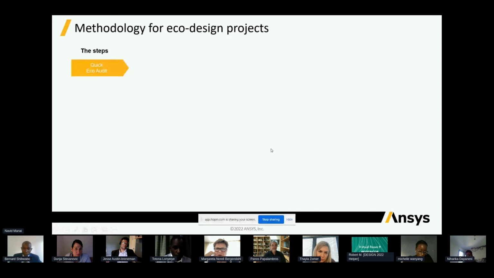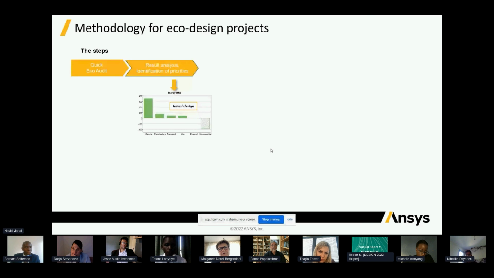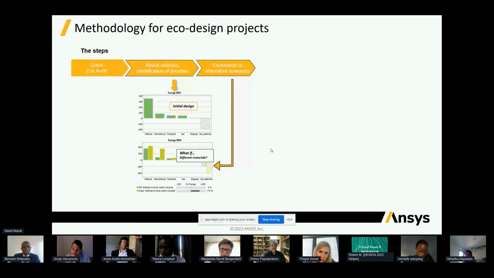So as a typical, this is my last slide, as a typical methodology that can be used for eco-design projects, what is typically used by academics is that students, when they are running these eco-design projects, can run a quick eco-audit with which they would be able to identify which phase of life of the product has the most significant impact on the environment. They can quickly analyze what-if scenarios and alternative scenarios for the product. So for example, if you change a material as part of the product, or a manufacturing process, or a transport, how that changes the impact on the environment.